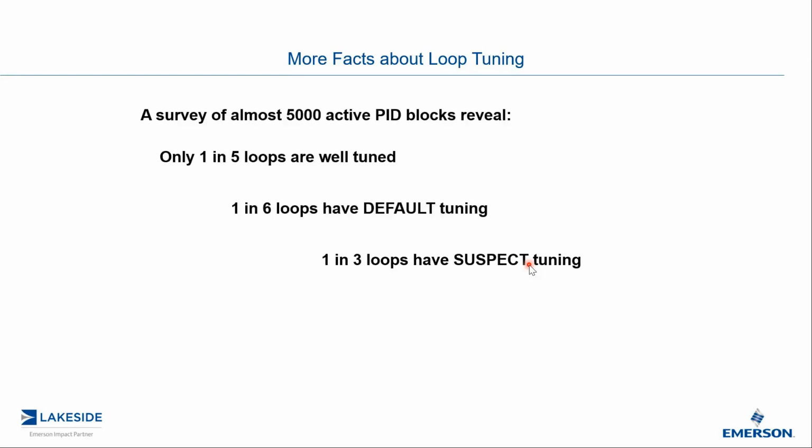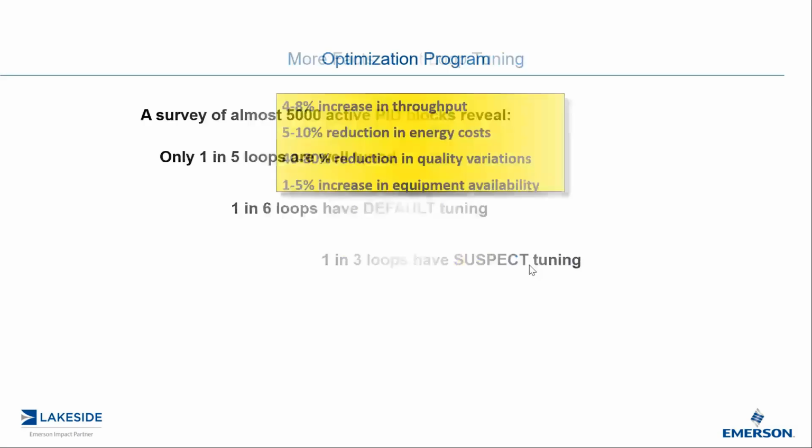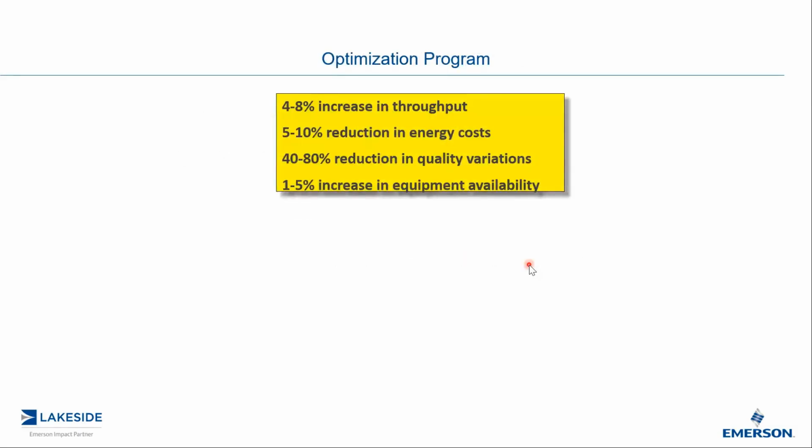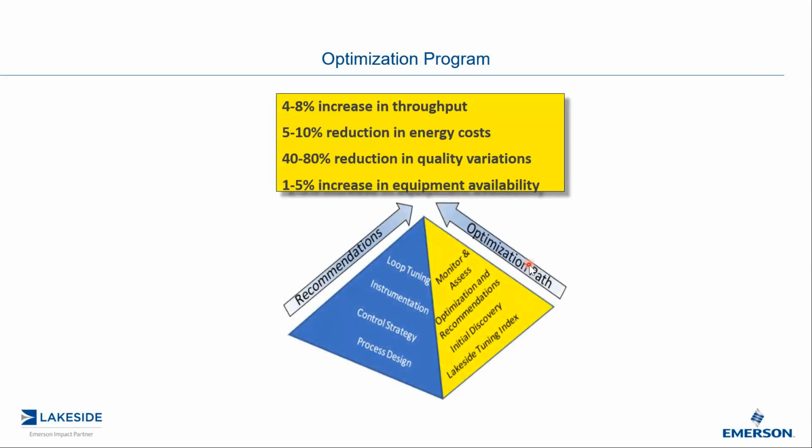That means the tuning of that particular loop does not match what would be expected for that particular type. For instance, a flow controller may have a controller gain of 1.2 and an integral of 35 seconds per repeat, well out of the ballpark for what should be the typical tuning for that type of loop. We also talk about optimization programs to reduce energy costs and all the good stuff. I'm sure most of you know all about that. The basis of any kind of optimization path starts with the Lakeside Tuning Index.